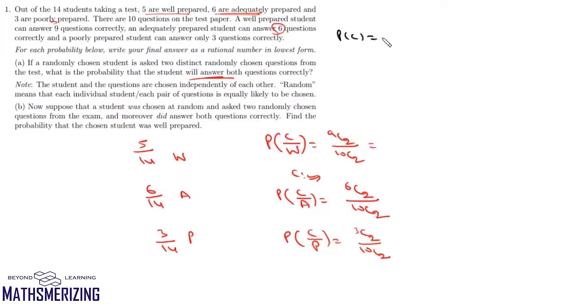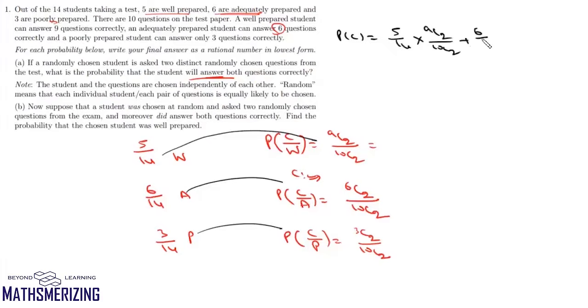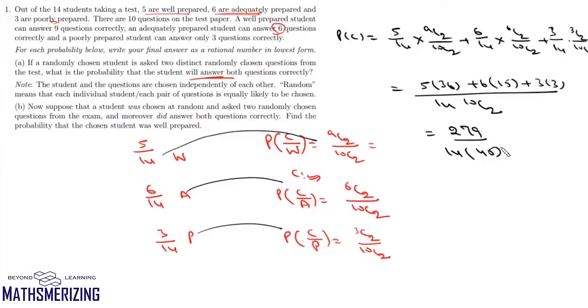The probability that a student will answer a question correctly is found when we multiply each of these corresponding probabilities. So it will be 5 by 14 into 9C2 upon 10C2 plus 6 by 14 into 6C2 upon 10C2 plus 3 by 14 into 3C2 upon 10C2, which is 31 by 70.